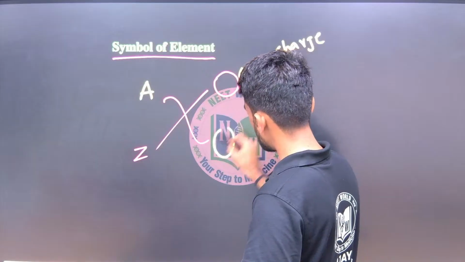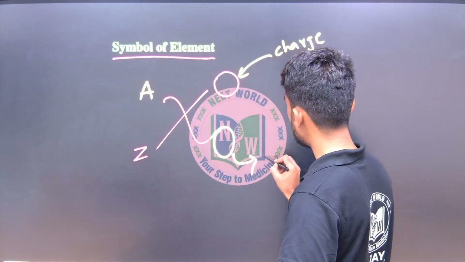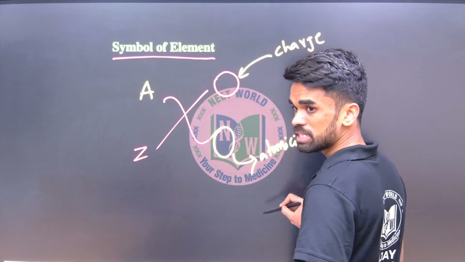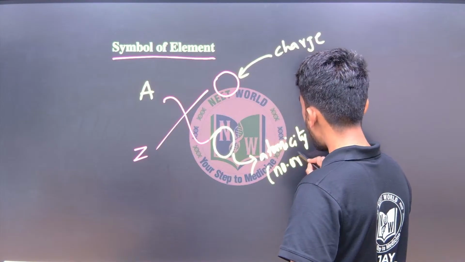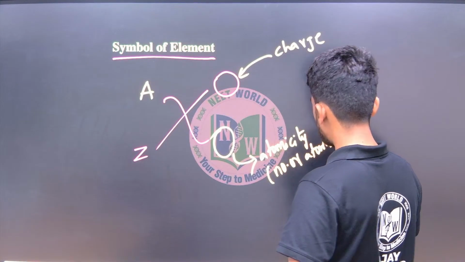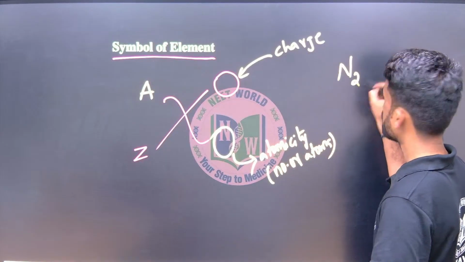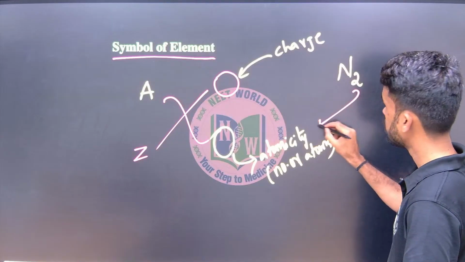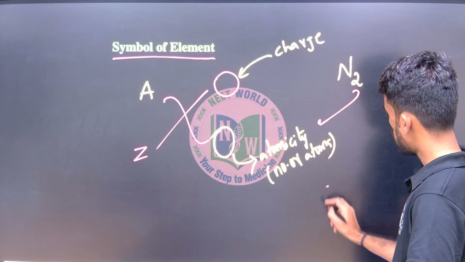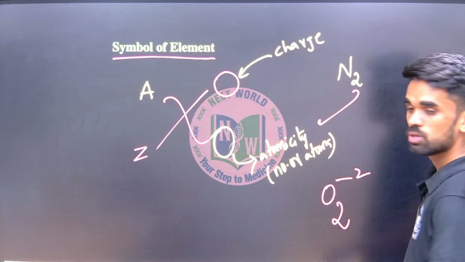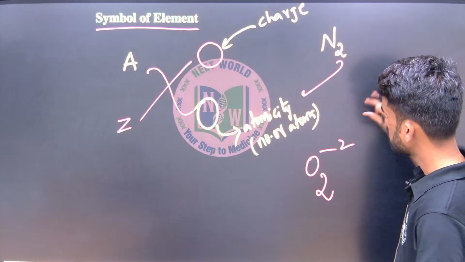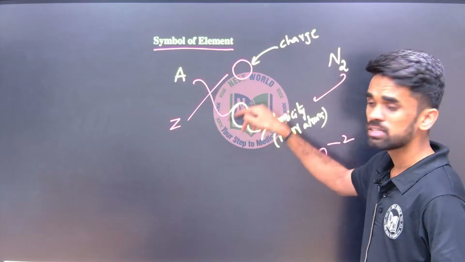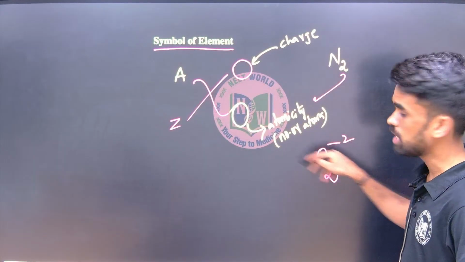And here I am making one more position. This position is for atomicity. So what is atomicity here? Number of atoms. For example, I am writing N2. What is the atomicity of nitrogen here? 2. So atomicity will be 2 like this. Now I am writing O2 minus 2. Now tell me, what is the atomicity? 2. What is the charge? Minus 2. Is that clear? See, what is the X in this case? Oxygen. The element is oxygen here.